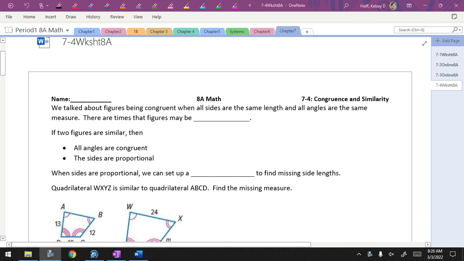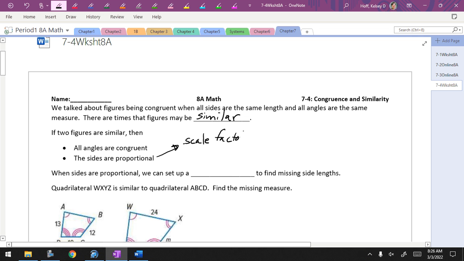Use what we've been talking about with similar shapes. So congruent is when all sides are the same length and angles are the same measure. There's times that when figures may be similar though, and this is what we talked about yesterday. This is summarizing yesterday. The angles are all the same and the sides are proportional. Proportional really means you have that scale factor.